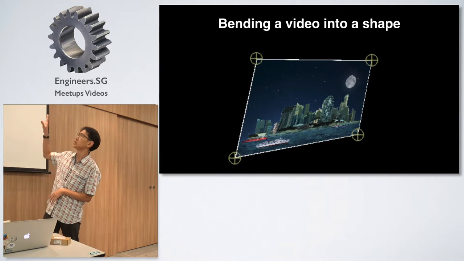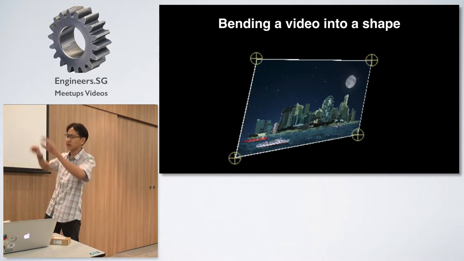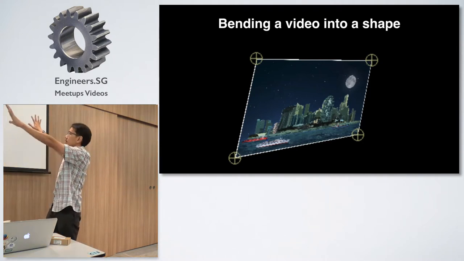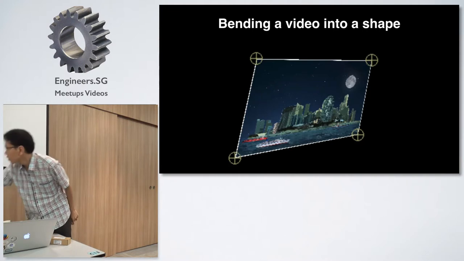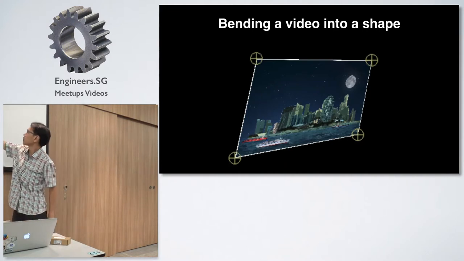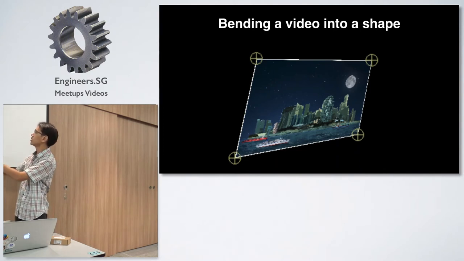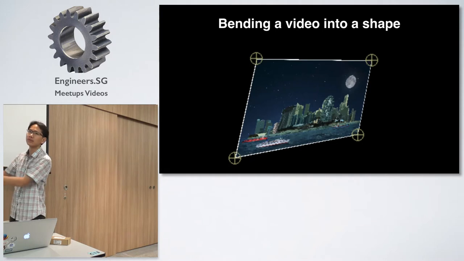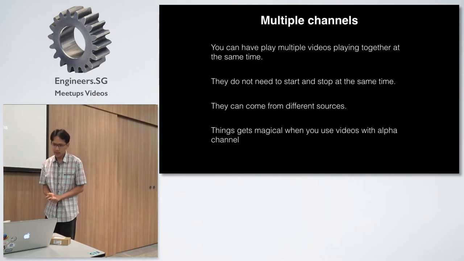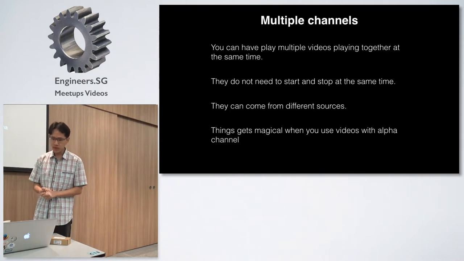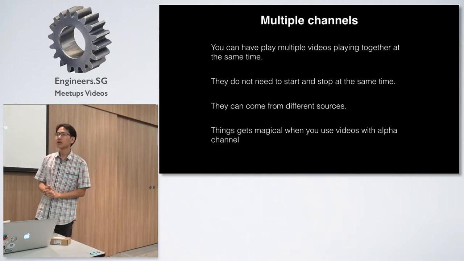Okay, and this is very important. You can bend a video into a shape, which means the 4 corners, right, when you project that, you can actually bend it in. So let's say I'm going to put this boot. See, now if I put this boot, it's not correct. But later I'll show you how we can actually bend this picture into this boot.